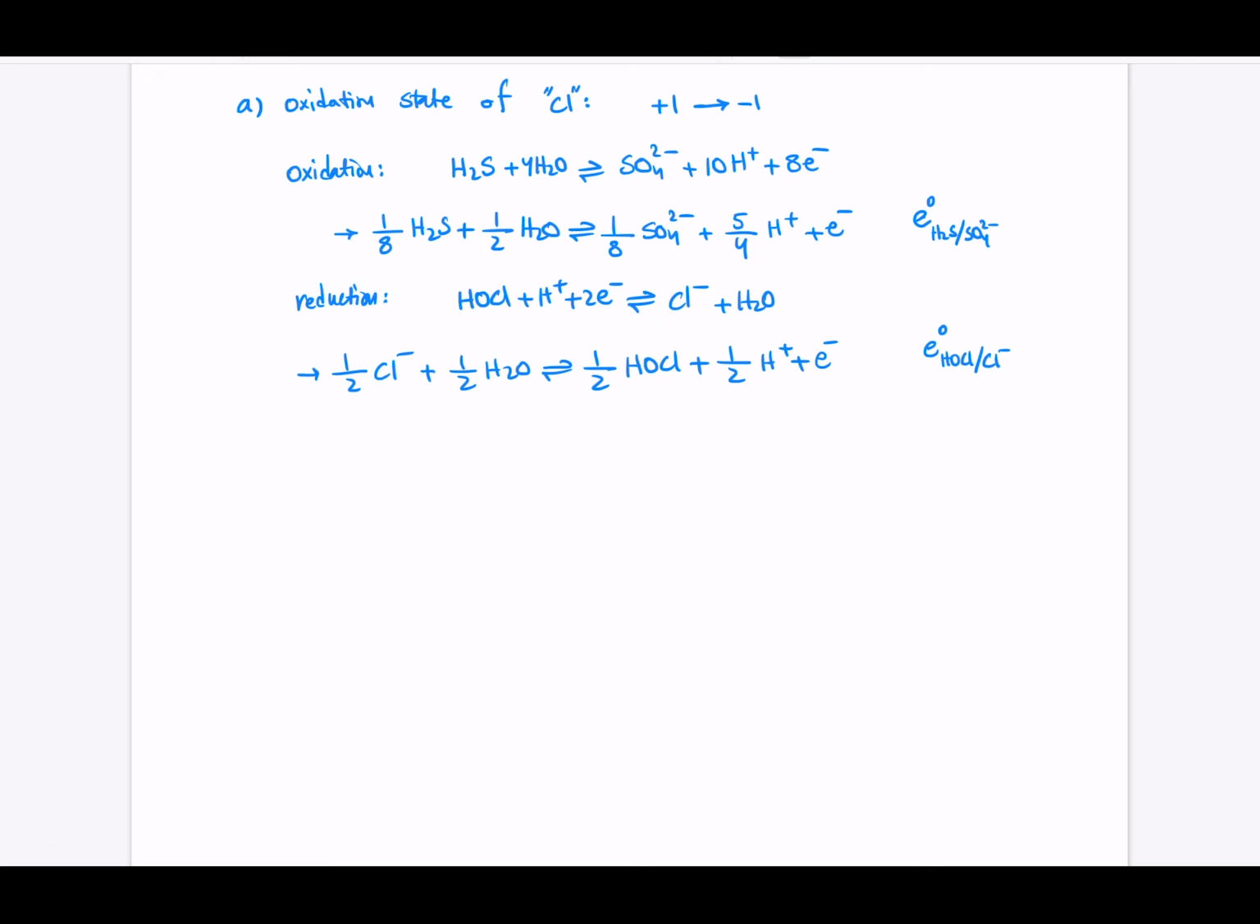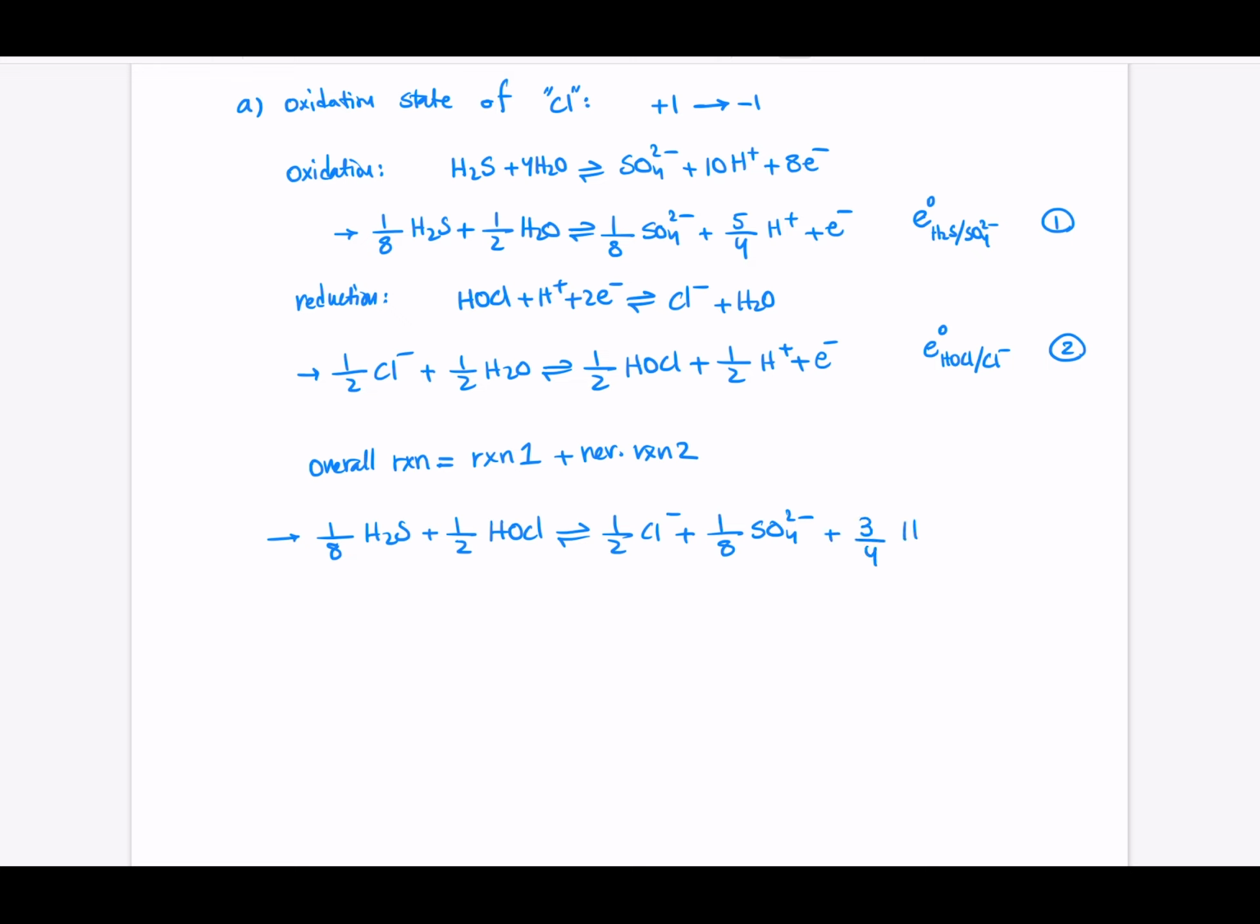And now we can write down the overall reaction, which would be basically, let's call this 1 and 2, similar to the previous case: reaction 1 plus reverse of reaction 2. Then we get 1/8 H2S plus half of HOCl, half of Cl minus, plus 1/8 of sulfate, plus 3/4 of H plus.